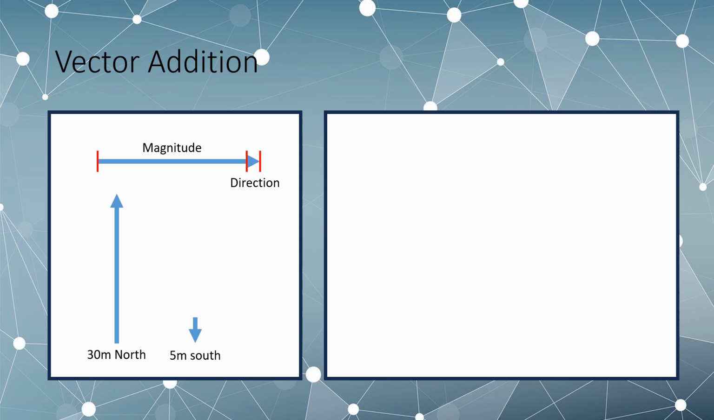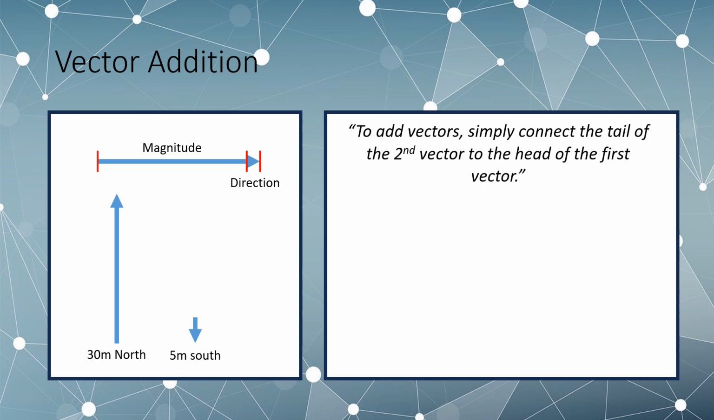So, with that in mind, how do we add vectors together? Well, it sounds simple at first, but you must be careful as you draw them. So, making sure our arrows are scaled, all you need to do when adding a vector to another vector is connect the tail of that vector to the head of the other vector.